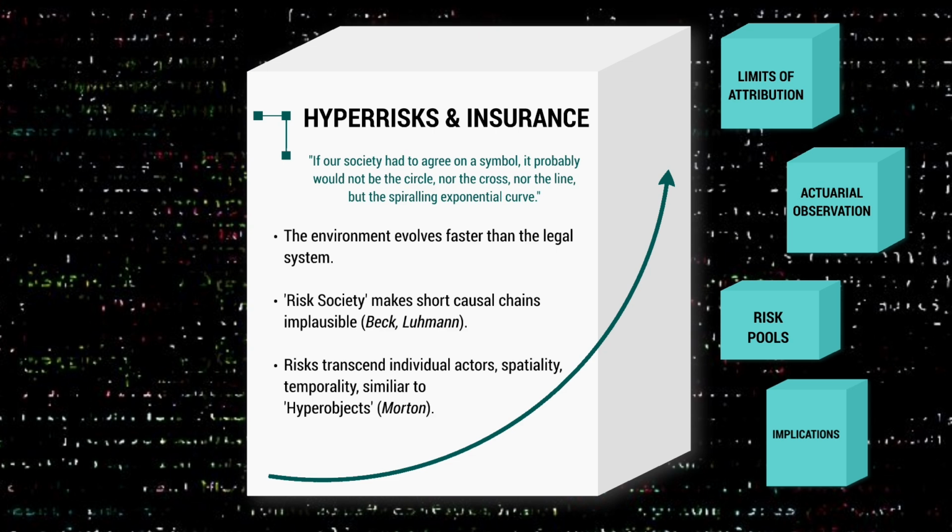There's a very obscure quote of Luhmann's that I found that I really like, actually. If our society had to agree on a symbol, it probably would not be the circle, nor the cross, nor the line, but the spiraling exponential curve. Society is obviously getting more and more complex. The problems that arise out of this complexity are numerous. Technological, of course, as we've spoken since yesterday. Environmentally, of course.